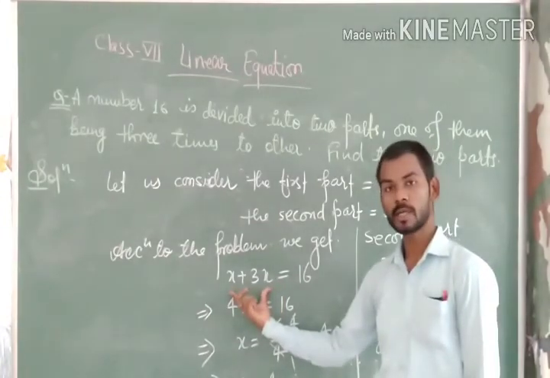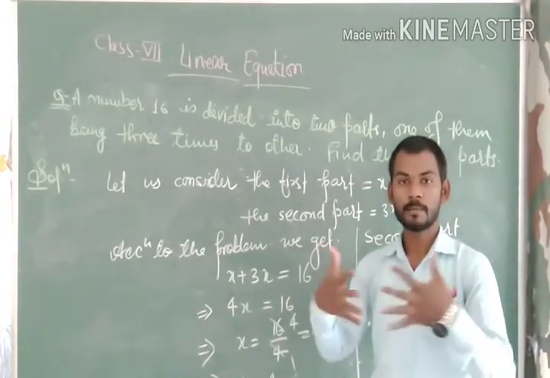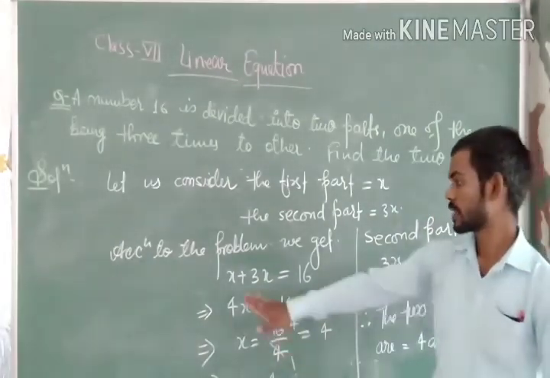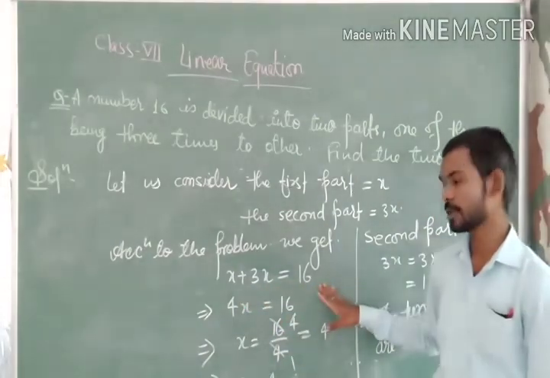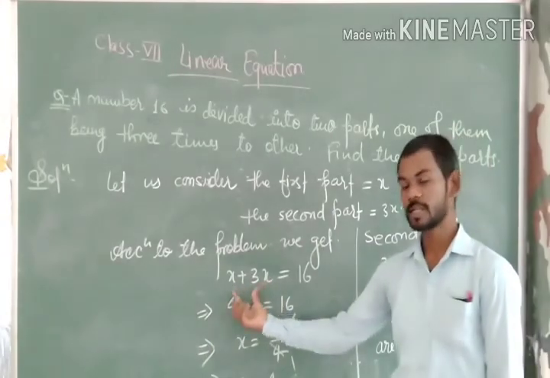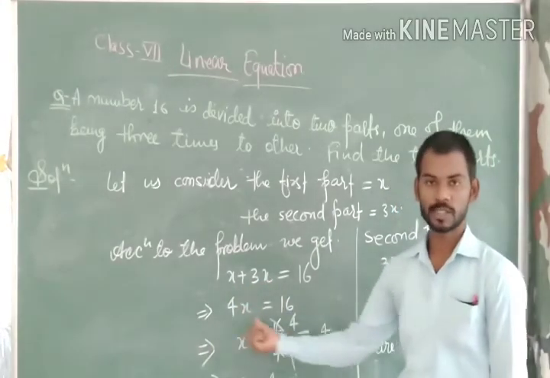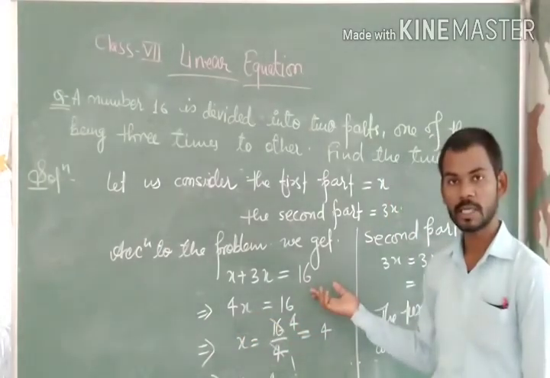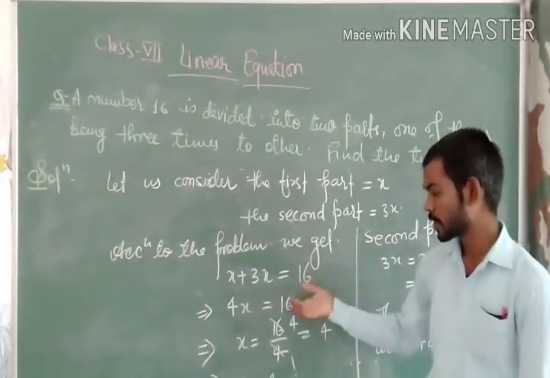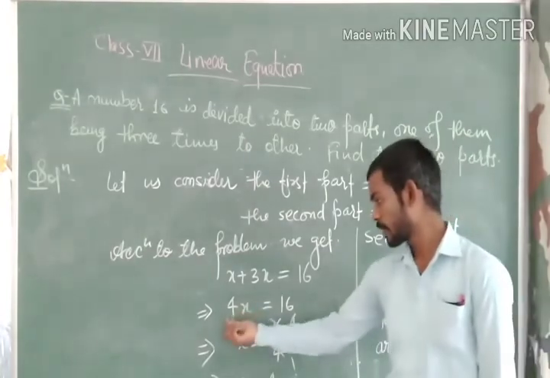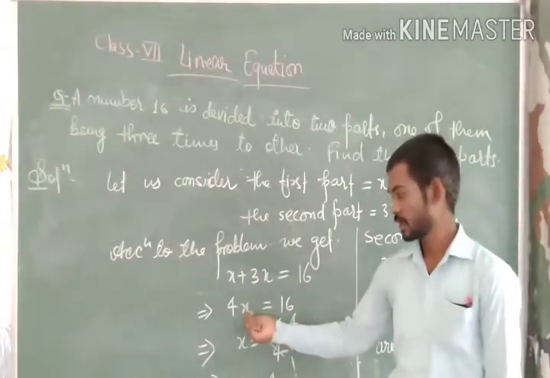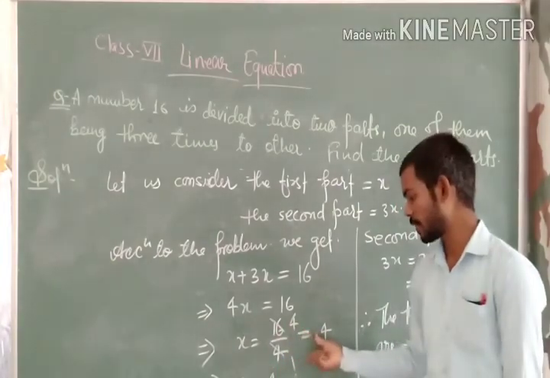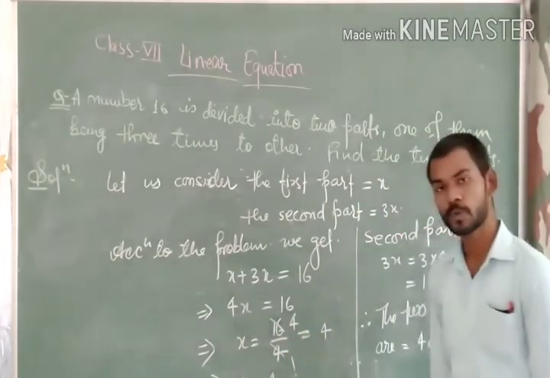These are the two parts. So when we combine these two parts, then we get 16. So x plus 3x is equal to 16. Adding x and 3x we get 4x. 4x is equal to 16. When 4 crosses the equal sign and goes to the right hand side, it becomes divided because 4 is multiplied by x. So we get x is equal to 16 upon 4, and after solving we get x is equal to 4.